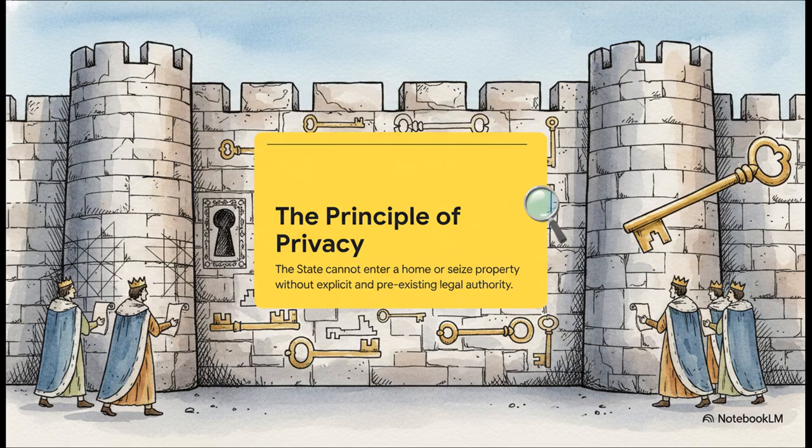And that verdict established that a person's home is a fortress. Our right to privacy is total unless a specific existing law gives the state a key.